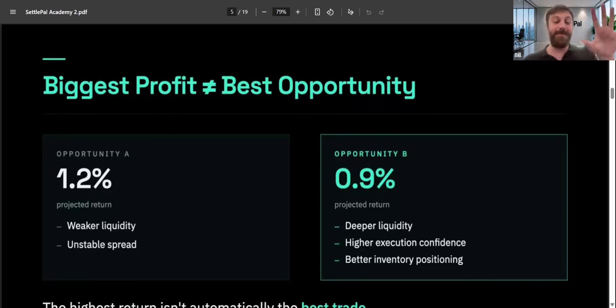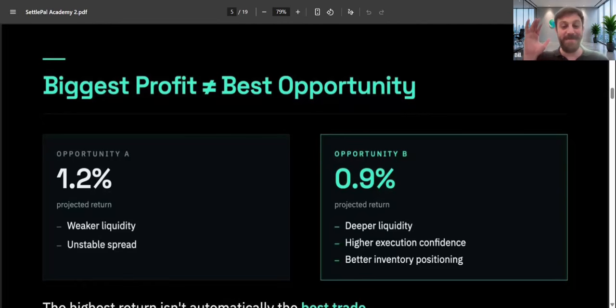Opportunity A may have weaker liquidity, the spread may be unstable, the order book may be thin, and execution confidence may be lower. Opportunity B may have a slightly smaller return, but it may have deeper liquidity, stronger execution confidence, and better inventory positioning. And in that situation, of course, opportunity B may actually receive the higher overall score.